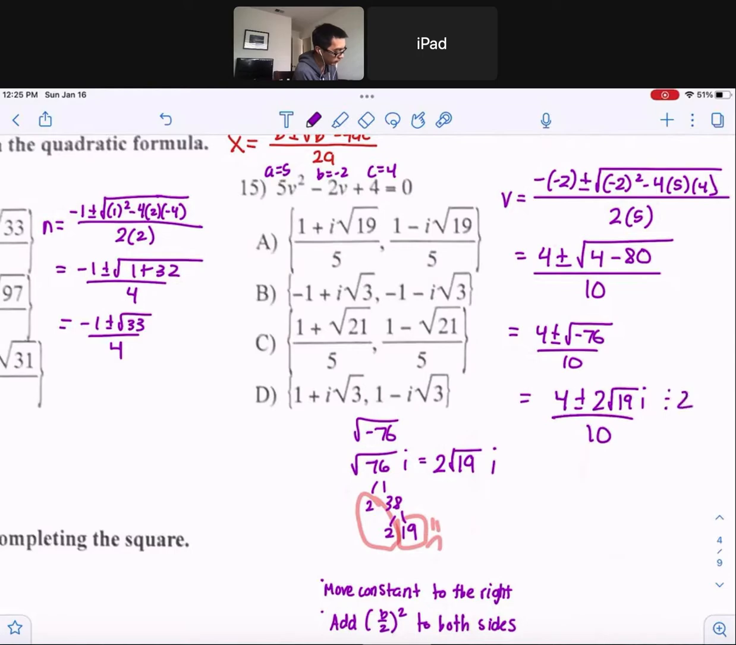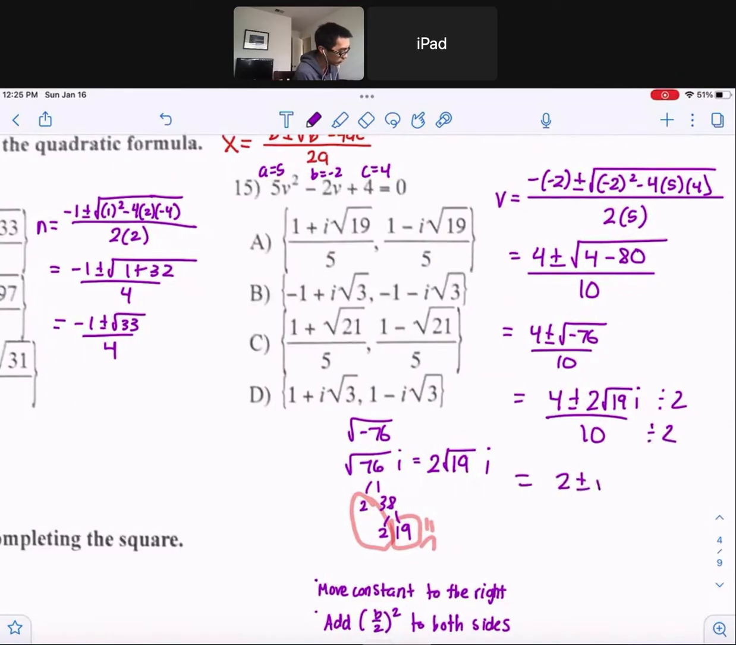And then, because all three of these numbers, you guys, are even, we can divide top and bottom by 2. 2 divided by 2 is 1. 2 divided by 2 is 1, so there's nothing there. 10 divided by 2 is 5.